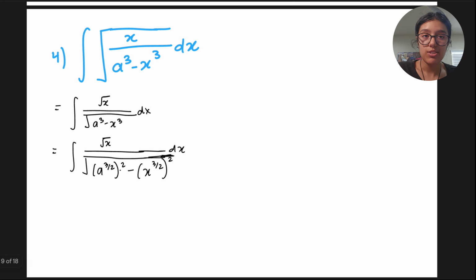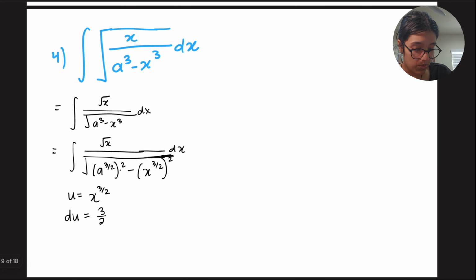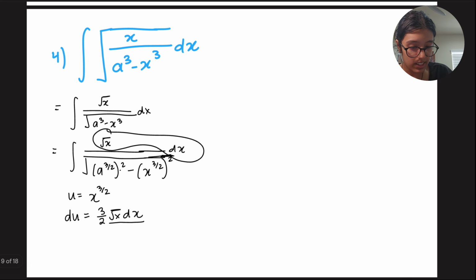And that is also where u substitution will come into play. So let us assume u is equal to x to the power of 3 over 2. And many of you might say, why not a to the power of 3 over 2? Well, remember, a is a constant. So it wouldn't really make any sense putting u as a constant, right? So that's why we're going to choose x to the power of 3 over 2. So you have u equals x to the power of 3 over 2. du is equal to 3 over 2 square root x dx. Now over here we have a square root x dx. We also have a square root x dx over here.